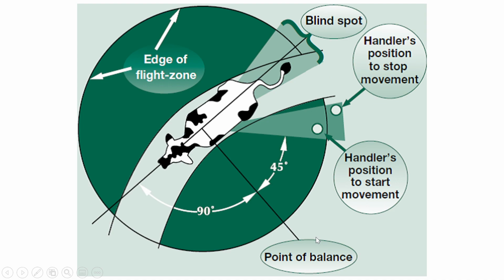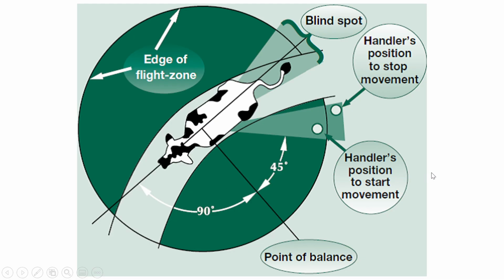So just want to show here as well, they talk about the handler position to stop movement. So again, if you're outside of the flight zone and behind the point of balance, you can stop an animal from moving. But if you are inside the flight zone and also still behind the point of balance, this will actually cause the animal to move forward, because you're way too close for comfort for this animal, plus you're behind it, not in front of it, so it will move forward.